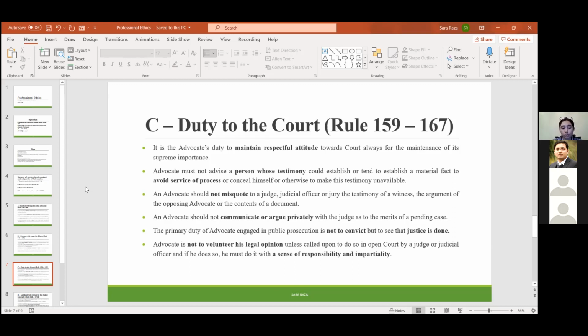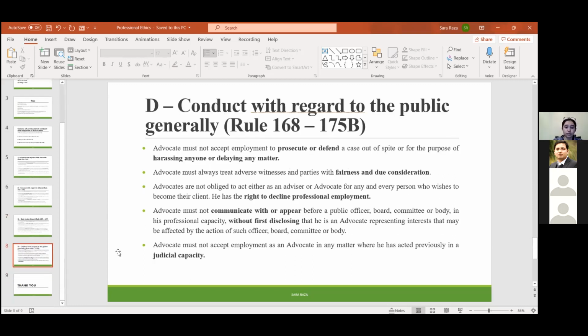An advocate is also not supposed to communicate or argue privately with a judge or a judicial officer with regard to the merits of a pending case. And an advocate is not supposed to engage in public prosecution to convict, but actually to see that justice is done. Furthermore, an advocate should not volunteer his legal opinion in a court unless he is asked to do so. And if he does this, he should do it with a sense of responsibility and impartiality.